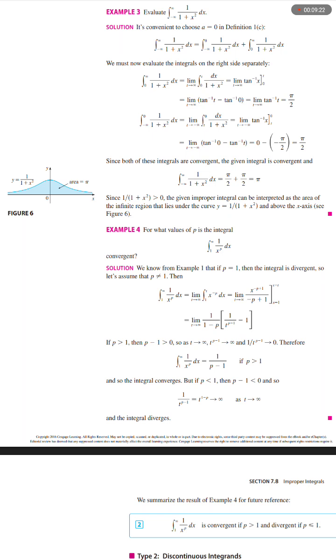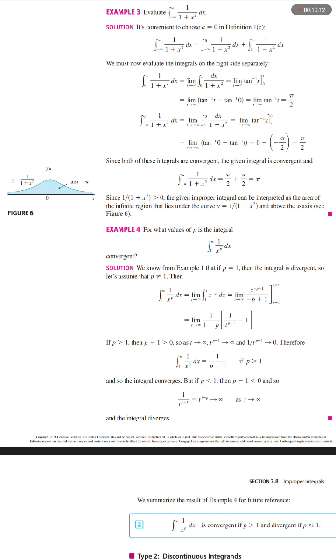The integral from 0 to infinity of 1 over 1 plus x squared dx equals the limit as t approaches infinity of the integral from 0 to t of dx over 1 plus x squared, which equals the limit as t approaches infinity of the inverse tangent of x on the interval from 0 to t, which equals the limit as t approaches infinity of (the inverse tangent of t minus the inverse tangent of 0), which equals the limit as t approaches infinity of the inverse tangent of t, which equals pi over 2.